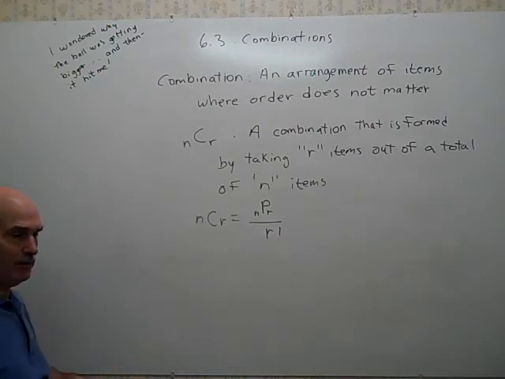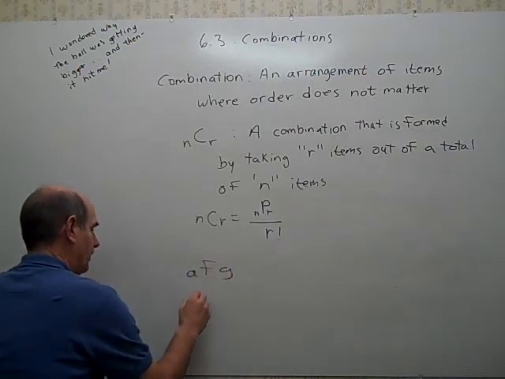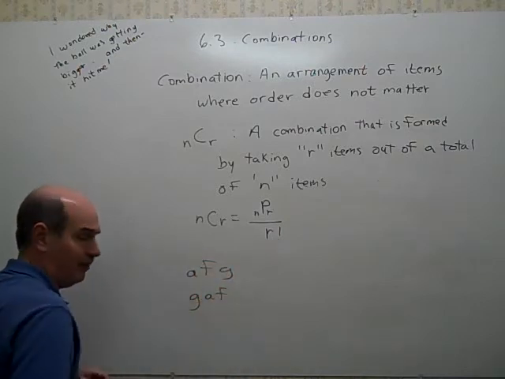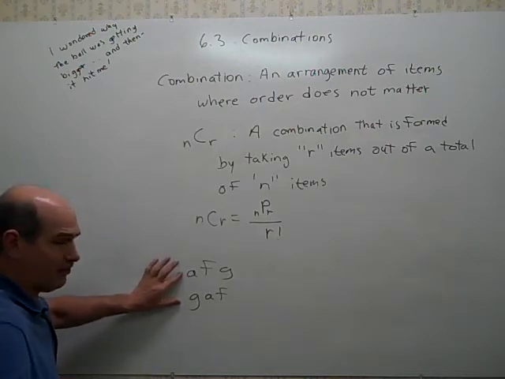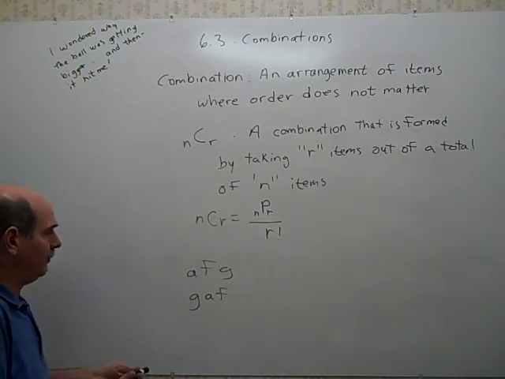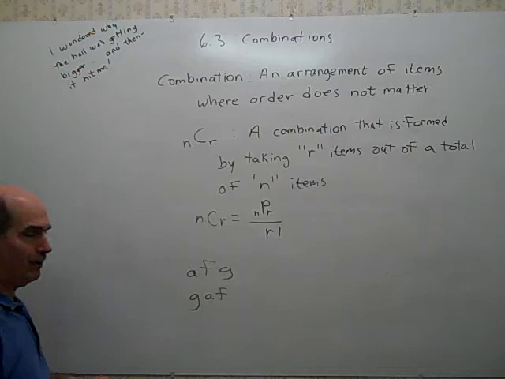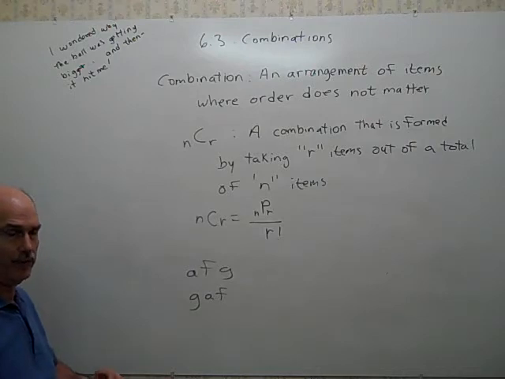In a permutation, A, F, G is not considered to be the same as G, A, F, but in a combination, order doesn't matter. So these two arrangements would be counted as the same arrangement. Therefore you intuitively know that a combination of 3 things that you're picking out of 5 is not going to be as high a number of ways you can do that as if it were a permutation where order matters.